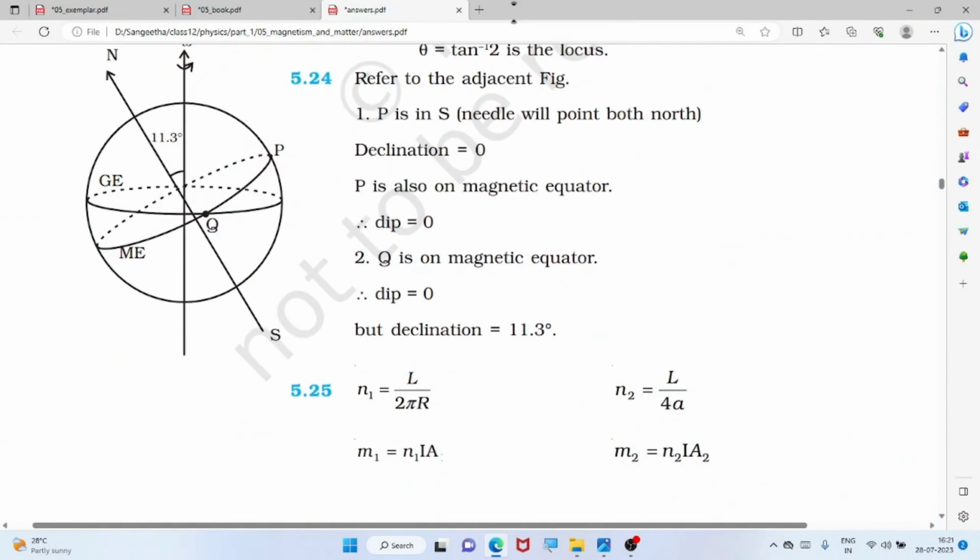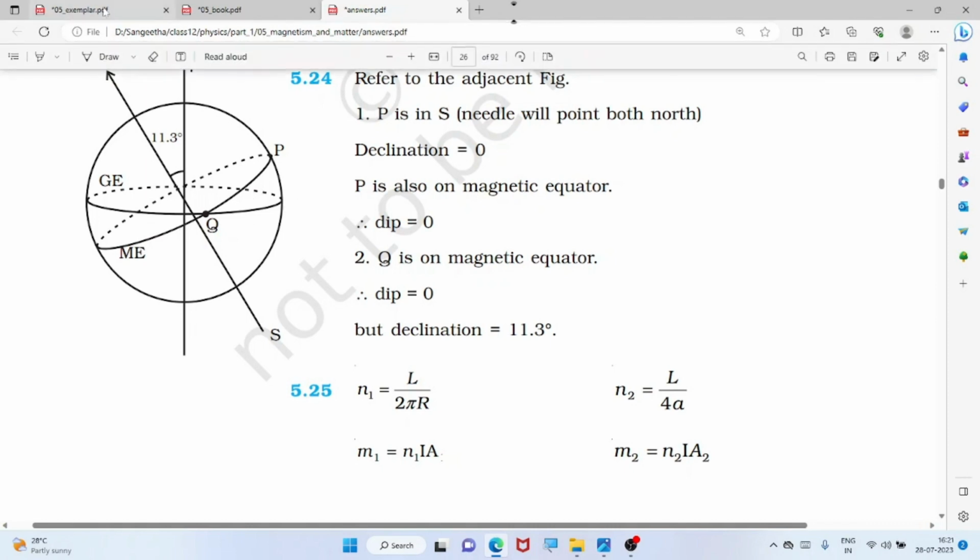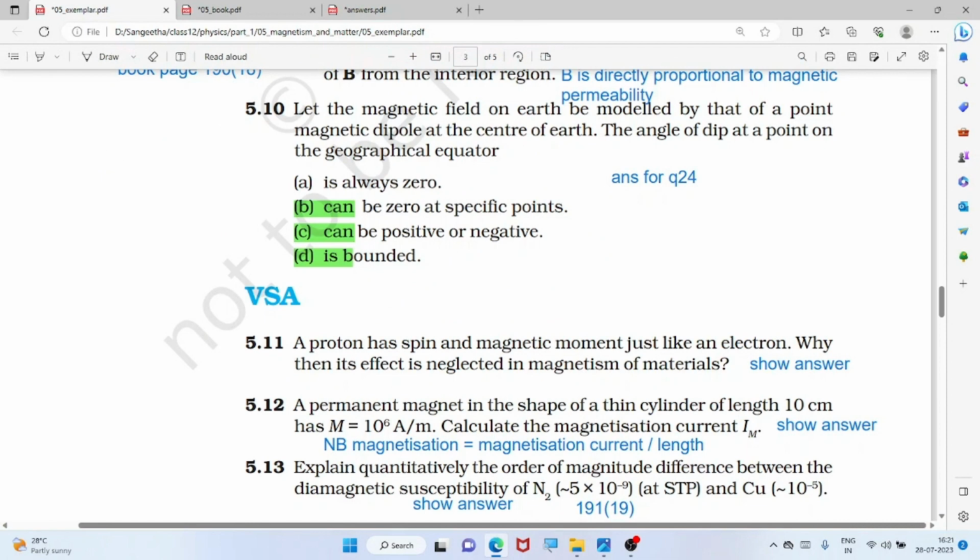See the geographical equator, and this is the magnetic equator. So the angle of dip can vary. Here it may be more, here 0, and this may be less. Negative, 0, positive. So it can be 0 at specific points at the intersections. It can be positive or negative, and is bounded.